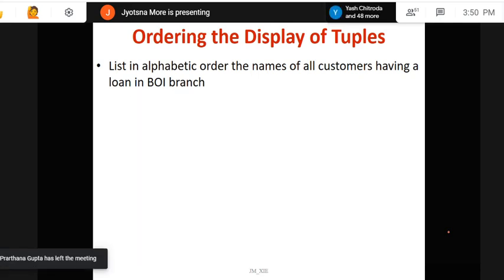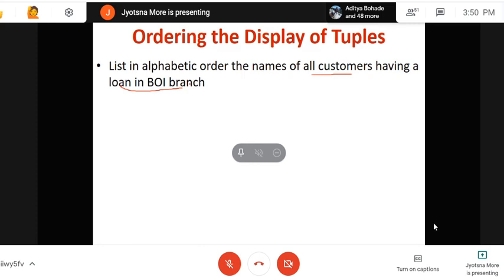So here the question is, list in alphabetical order the names of all customers having a loan in the BOI branch. I want the customer names in alphabetical order. Okay, so again here, having a loan means I require the borrower relation.